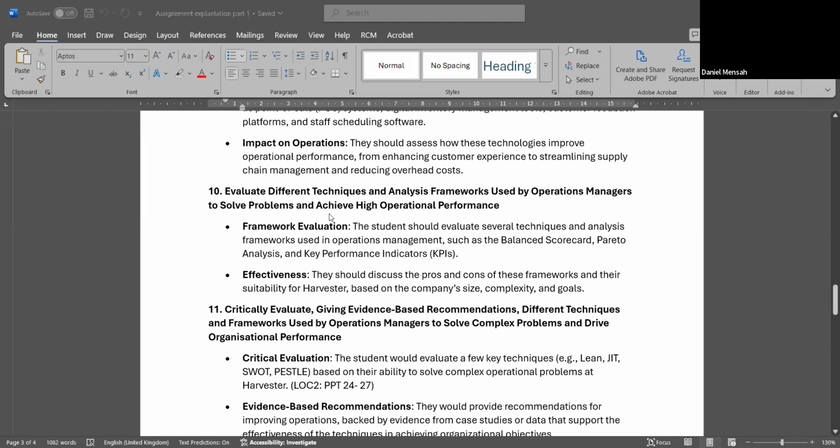Okay, now number 10: evaluate different techniques and analysis frameworks used by operation managers to solve problems and achieve high operational performance. So we have covered many frameworks.